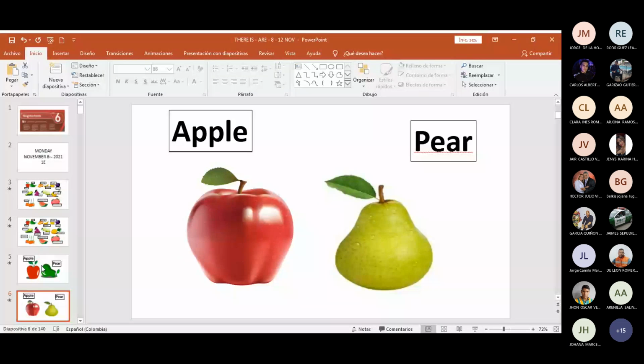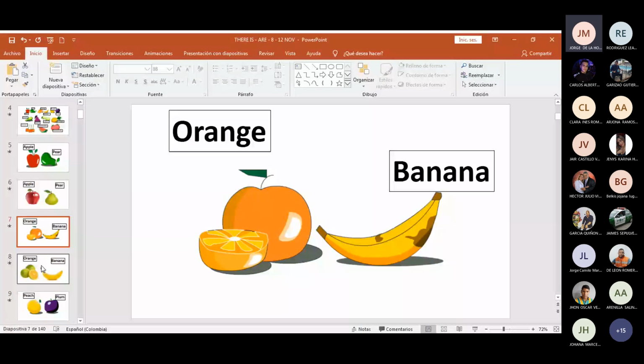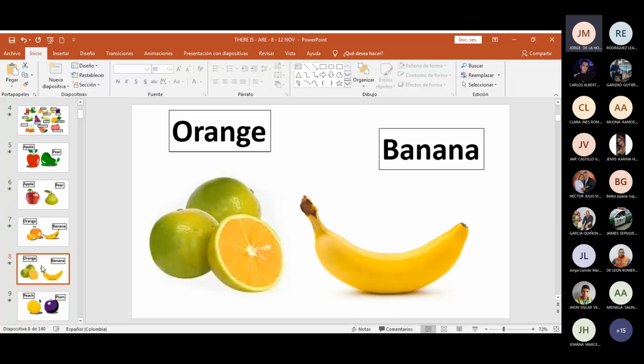What is your favorite apple, student? Red apple or green apple? I prefer green apple, or I prefer red apple. Some people like green apple and salt. Apple, pear. Now we continue with the orange and the banana. Orange, banana.